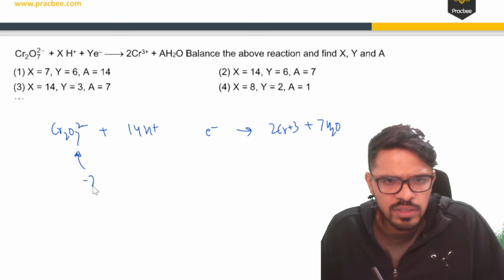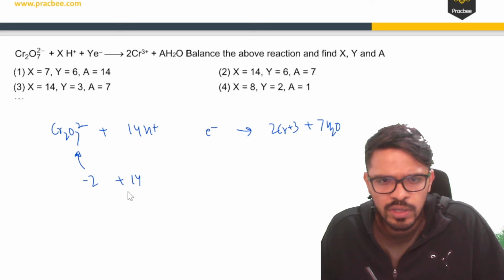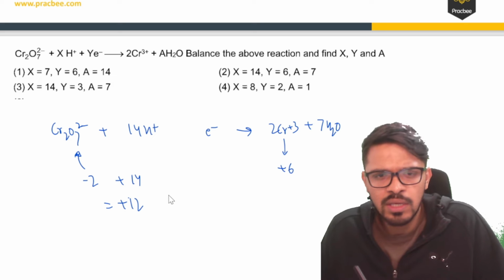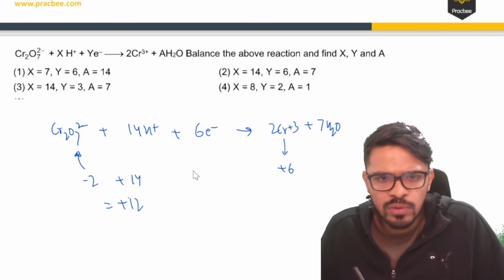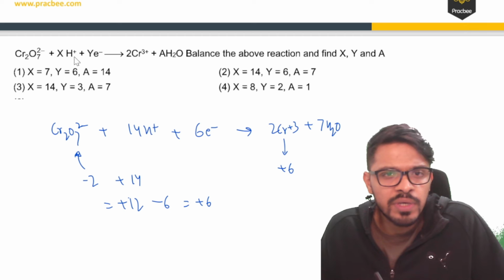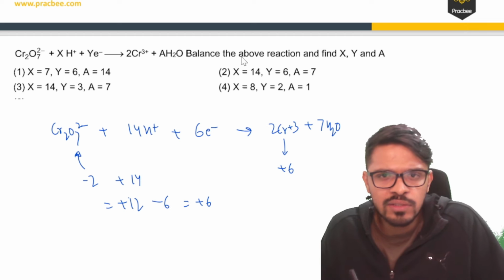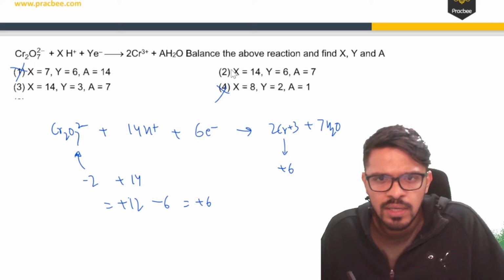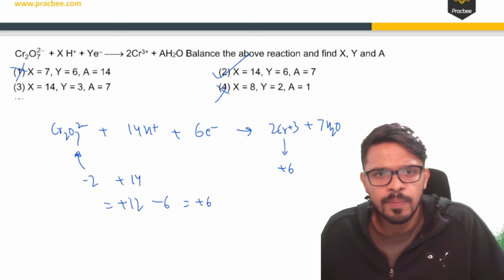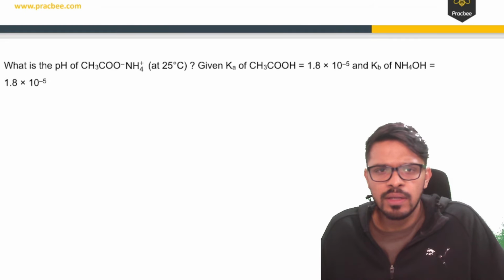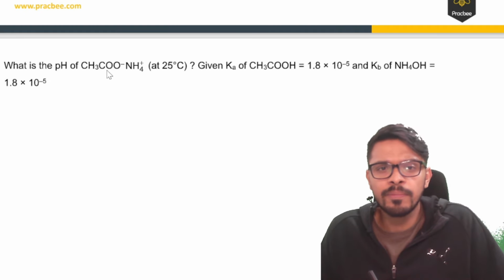So if we talk about the charge, it is minus 2 plus 14, so it is plus 12, and on the right hand side, it is plus 6. So we need 6 more electrons so that we get down to plus 6. So the answer would be X is 14, Y is 6. This is the correct answer, right? Very simple question. Next question is directly from ionic equilibrium.